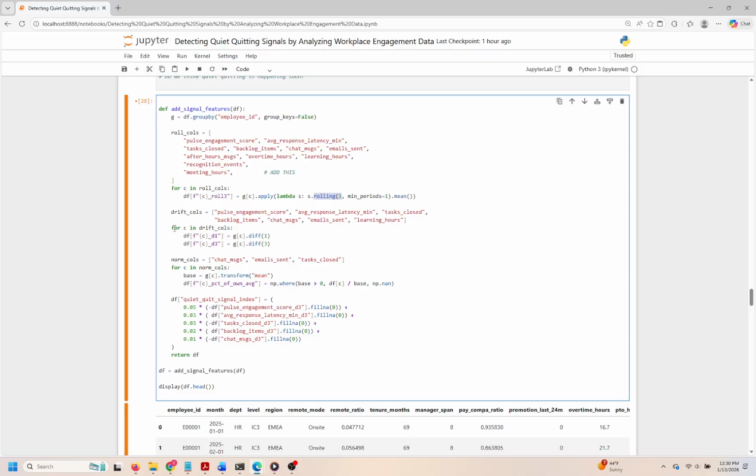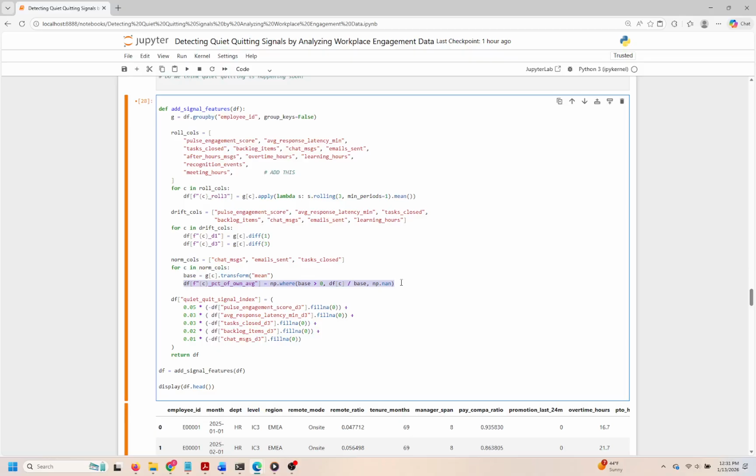The percentage of average calculations provide additional context. By comparing an employee's performance to their own historical averages, we can gauge individual variability and identify those who may be struggling or excelling. Finally, the creation of the Quiet Quit Signal Index combines several of these metrics into a single score, weighted according to their perceived impact on engagement. This index serves as a predictive tool, helping us to identify which employees might need additional support or intervention.